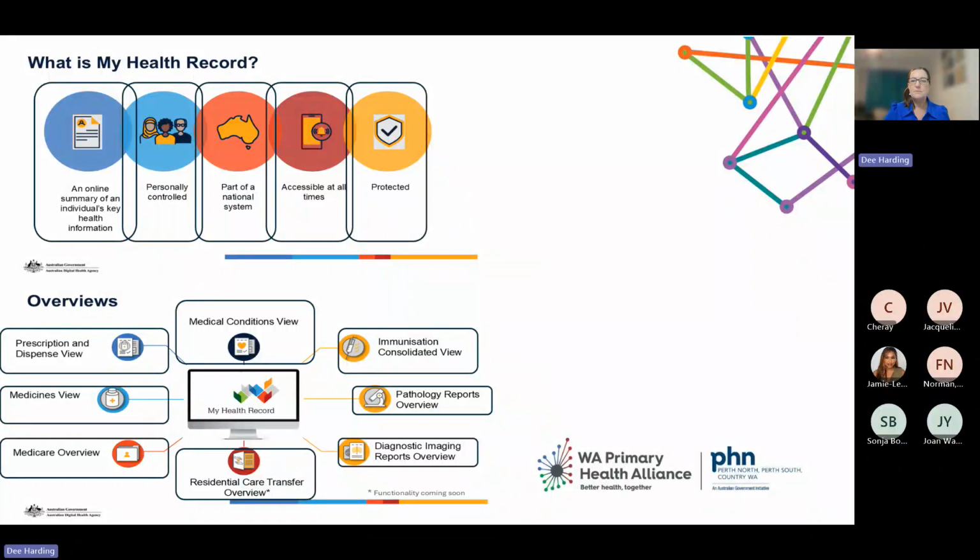Some of the other views we have is the residential care transfer overview. I'm going to be talking about that one a little bit later on, but I just wanted to highlight that one in particular because it's more specific and relevant to aged care.